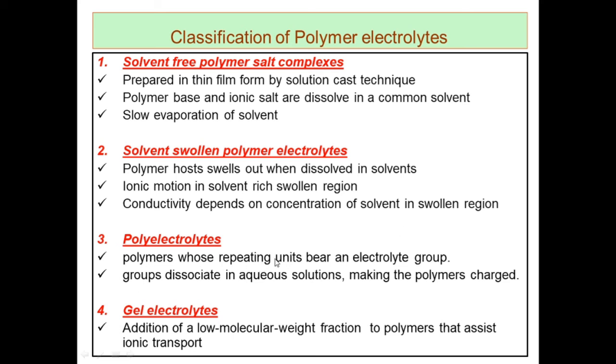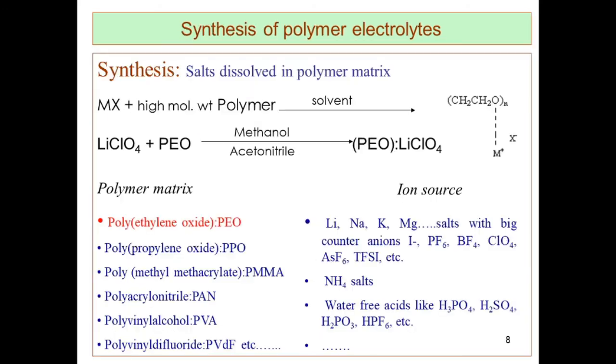Third, polyelectrolyte: a polymer whose repeating unit bears an electrolyte group. The group dissociates in aqueous solution, making the polymer charged. Fourth, gel electrolyte, with addition of a low molecular weight fraction of solvent. The low molecular weight fraction of solvent added to the polymer then assists the ionic conduction.